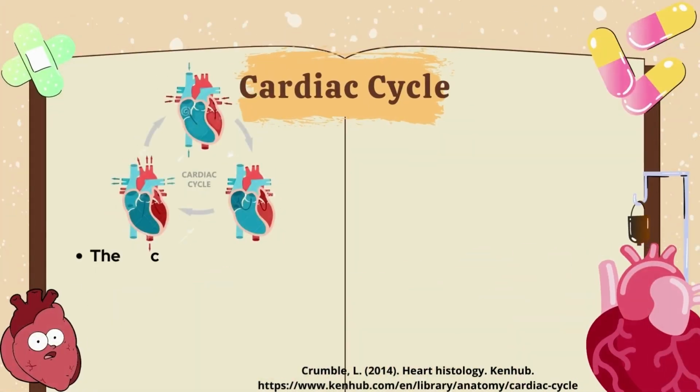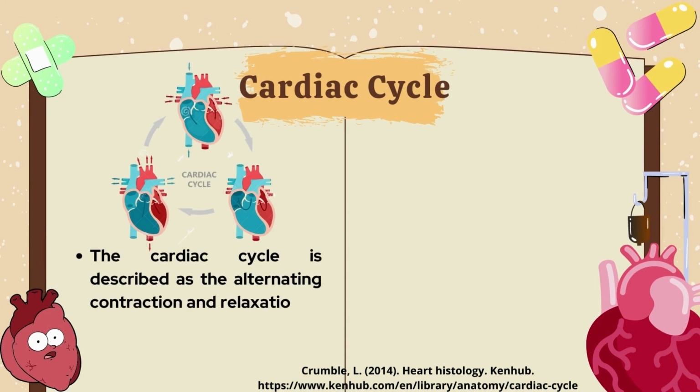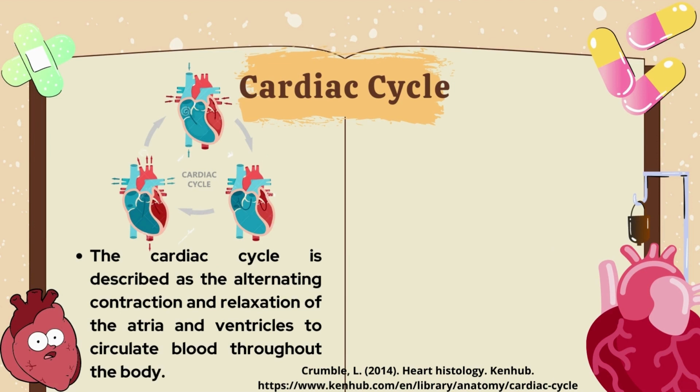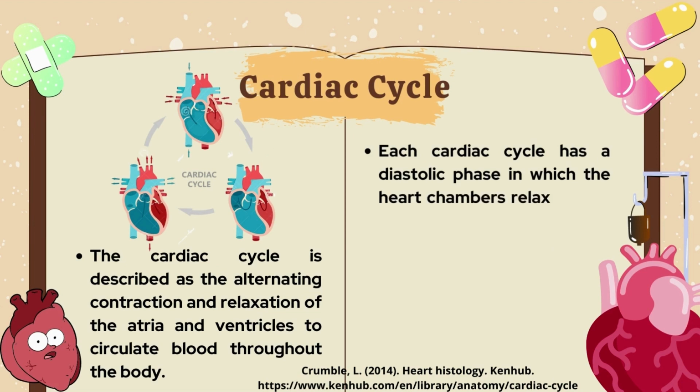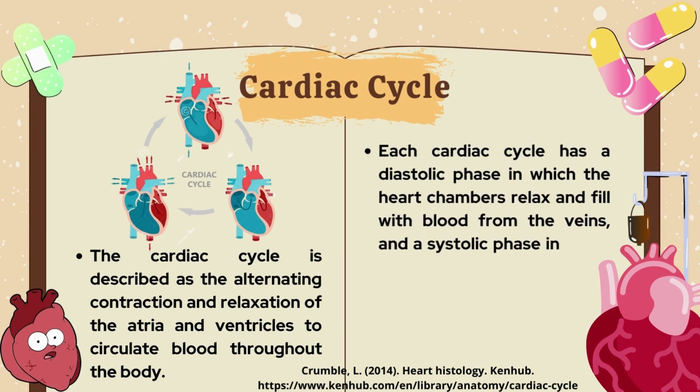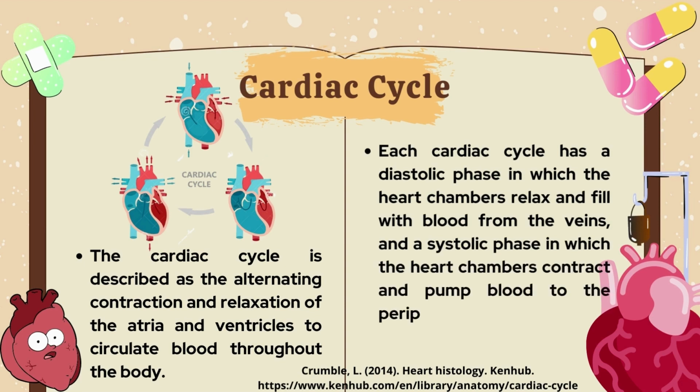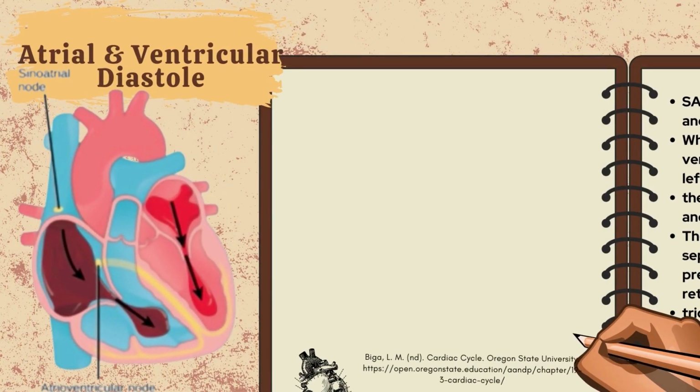Cardiac cycle. The cardiac cycle is described as the alternating contraction and relaxation of the atria and ventricles to circulate blood throughout the body. Each cardiac cycle has a diastolic phase in which the heart chambers relax and fill with blood from the veins, and a systolic phase in which the heart chambers contract and pump blood to the periphery via the arteries.